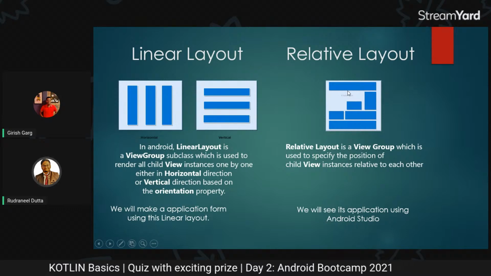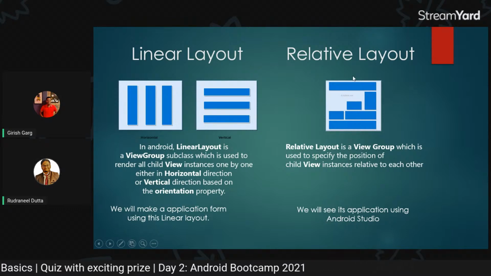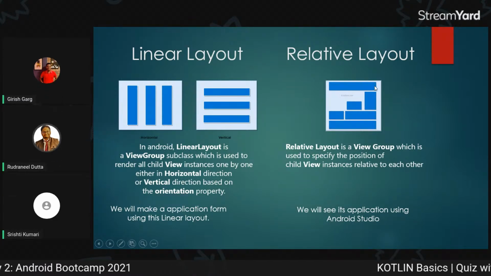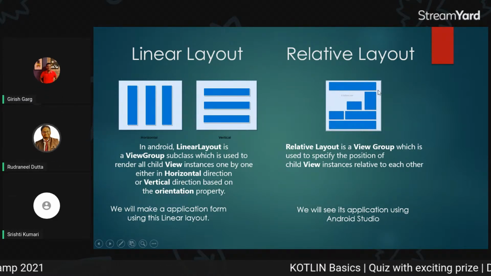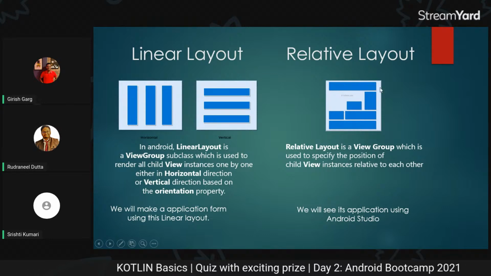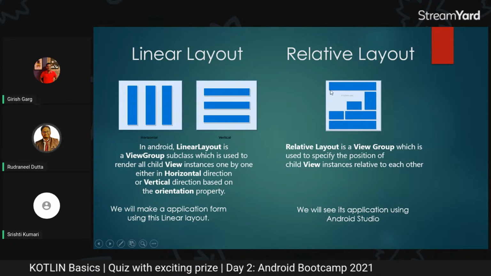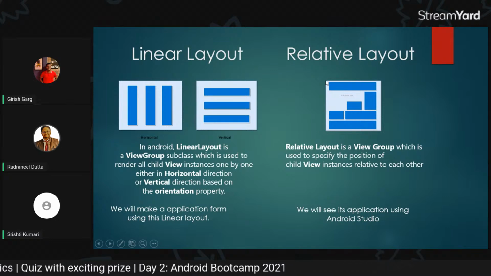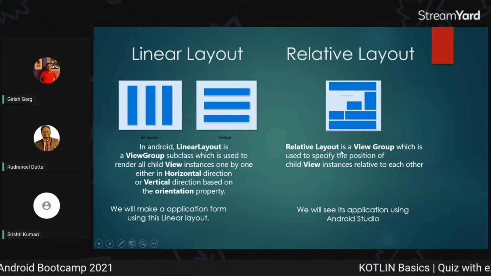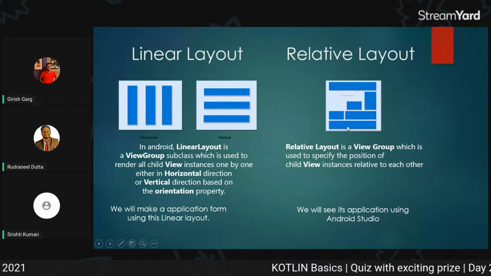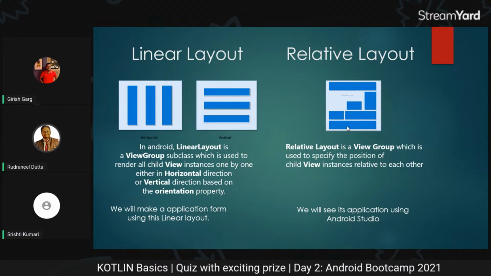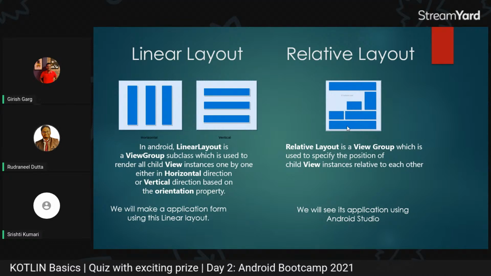Similarly, in the relative layout, for example, we are creating this type of layout. Once we have made this button, the second button will be placed with respect to this button, or with respect to the parent or the entire area of the device. So in the relative layout, it is basically relative to another object.